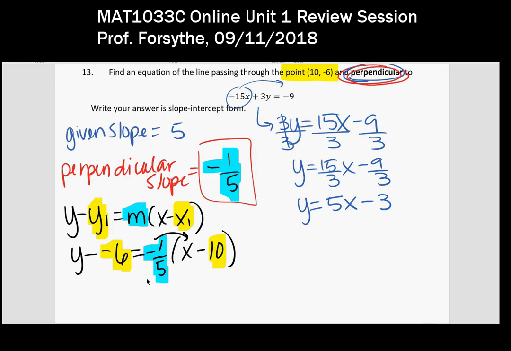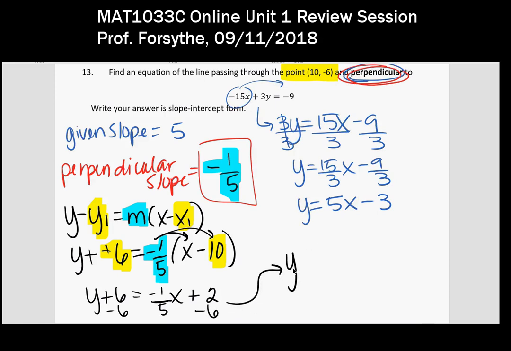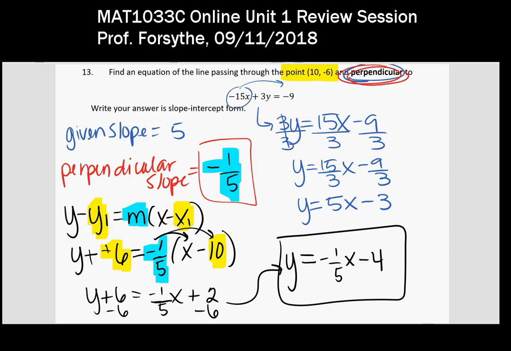So now we're going to distribute this negative 1/5. So negative 1/5 times x is negative 1/5 x. Negative 1/5 times negative 10 is positive 10 divided by 5, which is 2. So y minus negative 6 changes to y plus 6. And then finally, we're going to subtract 6 on both sides to end up with y equals negative 1/5 x, and then 2 minus 6 is negative 4. And this is going to be your final answer.